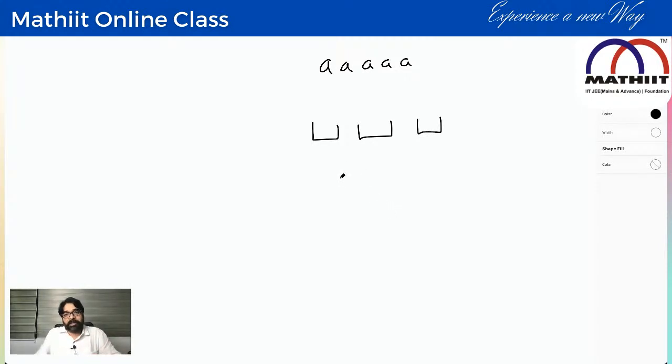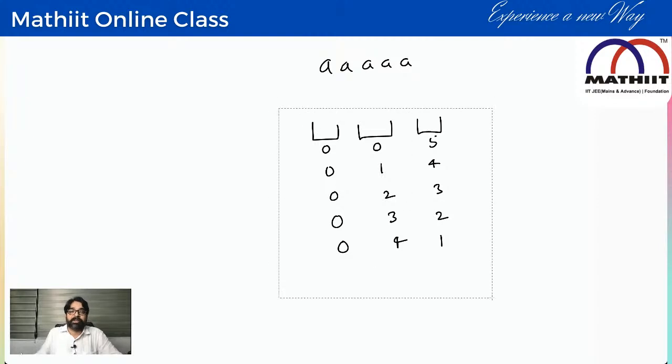So what is the possibility? Either you will give 0 letters here, 0 letters here also, 5 here. Or you can give 0 here, 1 here, 4 here. Or 0 here, 2 here, 3 here. Or 0 here, 3 here, 2 here. Or 0 here, 4 here, 1 here. And so on. Possibilities will be there. So for this kind of question, what exactly should we do?